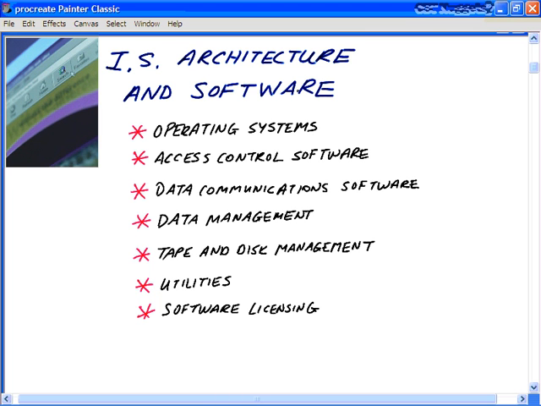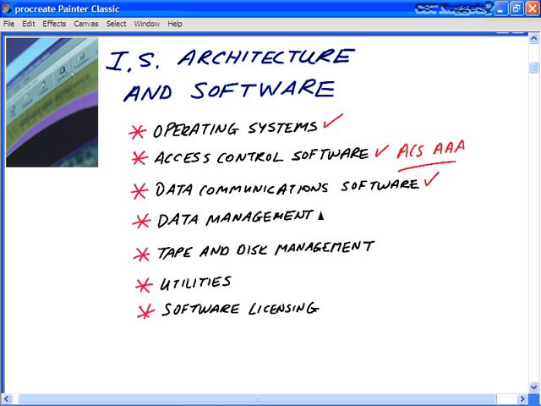We want to have our finger on all of the operating systems that are being used, and make sure there are mechanisms in place to upgrade, hot fix, and patch those operating systems. Access control software: maybe you're using an access control server for Windows solution for your authentication, authorization, and accounting services. Make sure that that's in place. Any data communication software that's being used: for example, are you using a VPN client like Cisco's VPN client? Is that being installed on all the workstations and managed in a secure fashion?